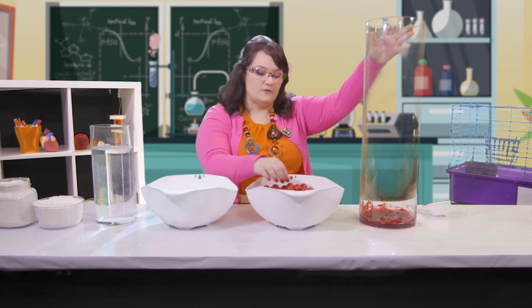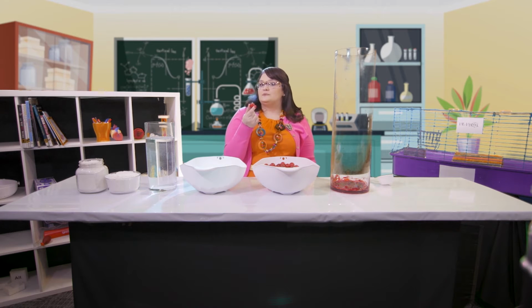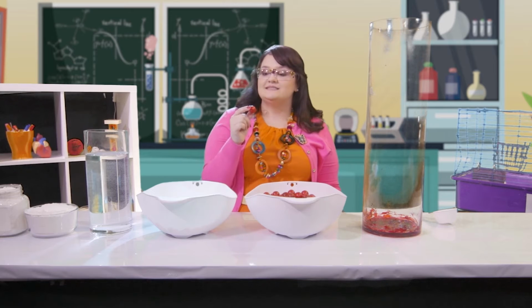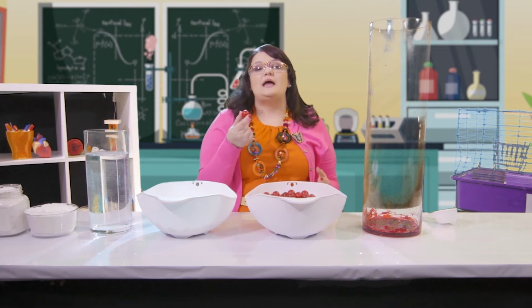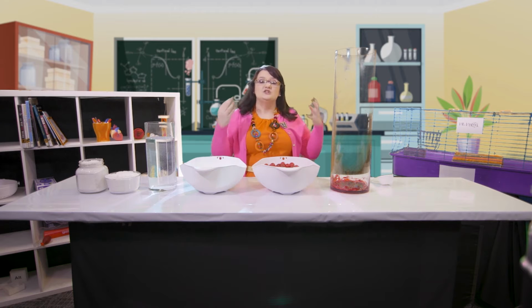So the first part of your blood we're going to talk about is the red blood cell. The red blood cell is called a red blood cell because, yep, you guessed it, it's red. It's red because of hemoglobin. Hemoglobin is the part of the cell that attaches to oxygen and carries that oxygen throughout your whole body, to your brain and your toes and your fingers and everywhere.